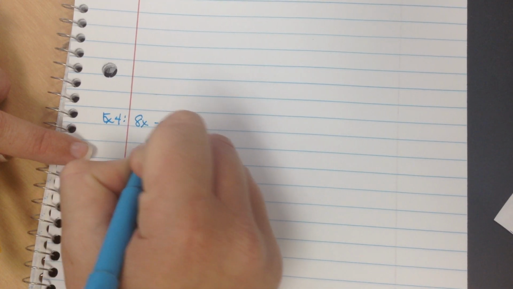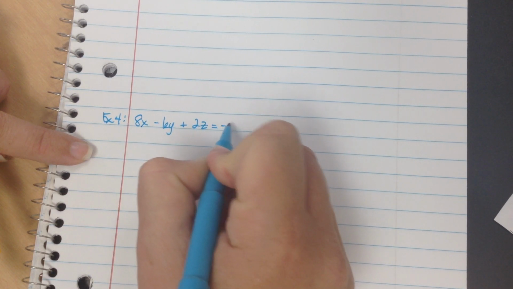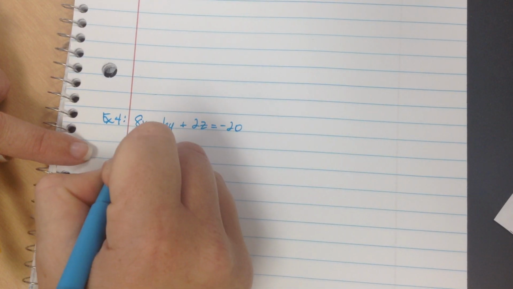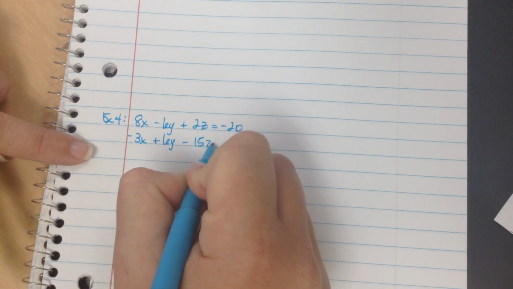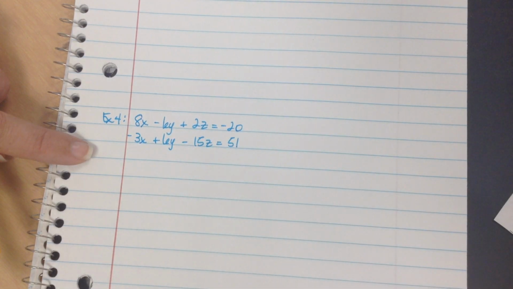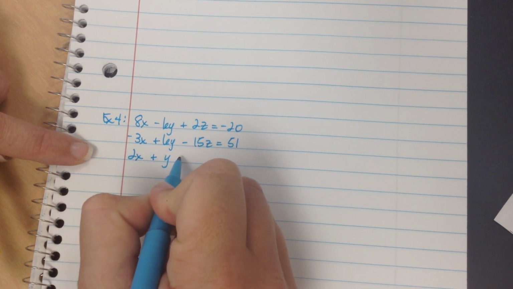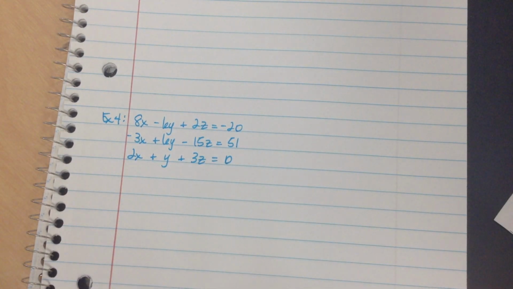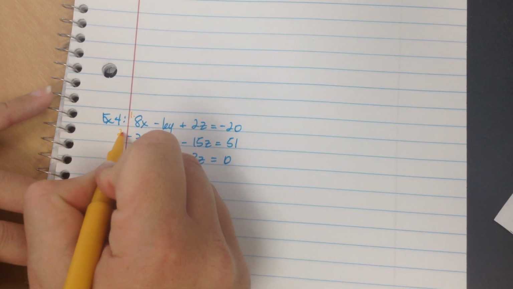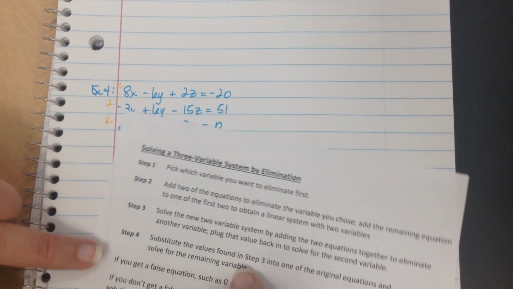8x minus 6y plus 2z equals -20. -3x plus 6y minus 15z equals 51. And lastly, 2x plus y plus 3z equals 0. One thing I like to do, sometimes it helps, is to label your equations 1, 2, and 3 so that you don't get confused.